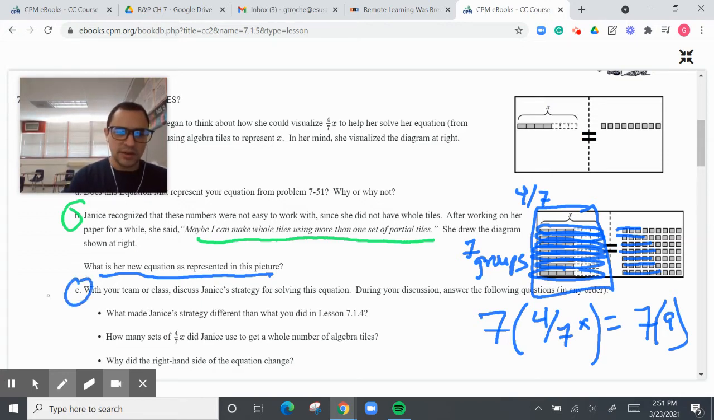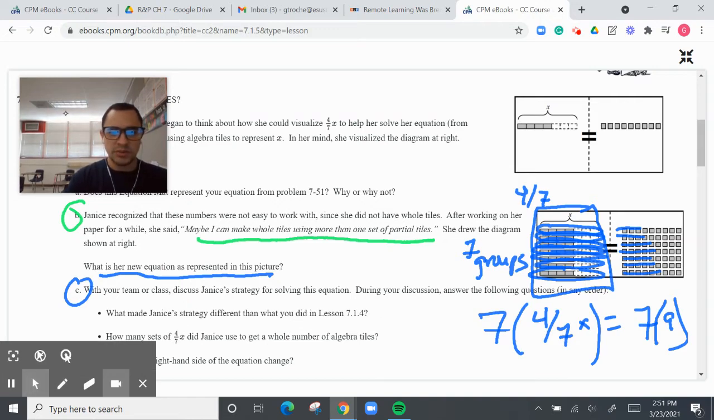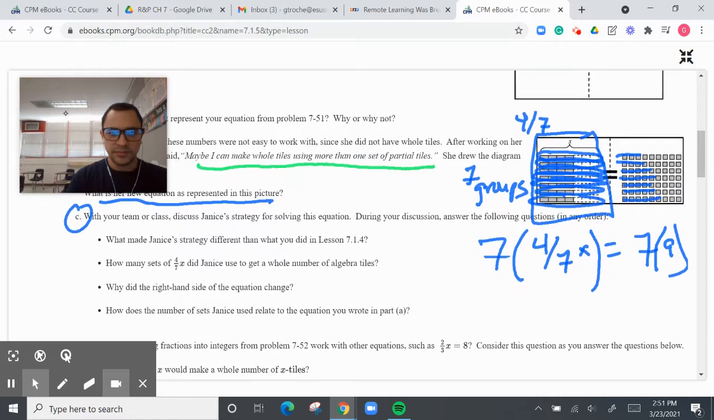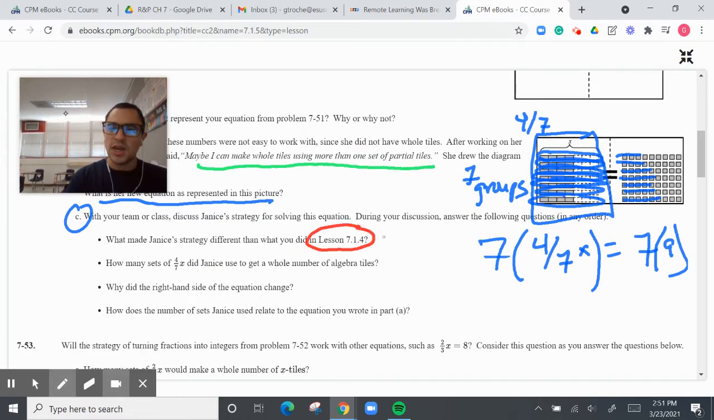So for C, with your team, which is going to be me, discuss Janice's strategy for solving the problem. Discuss this. What made Janice's strategy, and scroll up just a bit. There we go. What made Janice's strategy different than the one you did in lesson 7.14? Well, we used the reciprocal. So instead of using 7/4, we were making the coefficient a whole number.